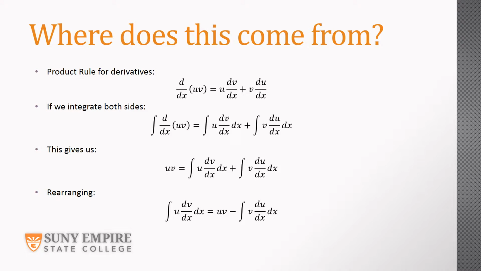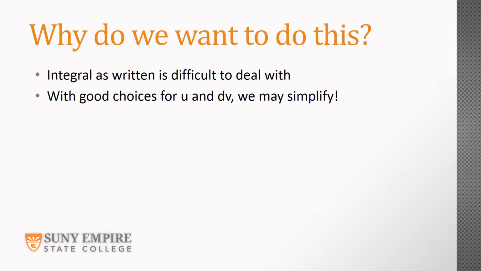Rearranging, we have the integral of u multiplied by the derivative of v with respect to x equal to the product of u and v minus the integral of v multiplied by the derivative of u with respect to x. How does this formula help us? Some functions are impossible to integrate as written. If we can make strategic choices for u and dv, then we can complete the integral algebraically.